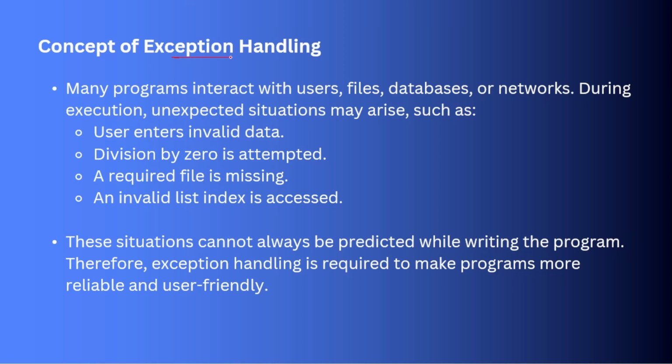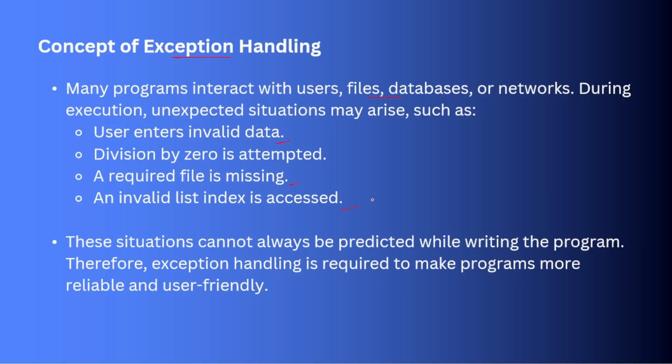Okay, next is the concept of exception handling. Many programs interact with users, files, databases, or networks. During execution, unexpected situations may arise. What are these unexpected situations? Like if the user entered invalid data, or division by 0 was attempted, the required file from where we want to access the data is missing, or an invalid list index is accessed. In all these conditions and many more such conditions, such unexpected situations would lead to the generation of exceptions, right?